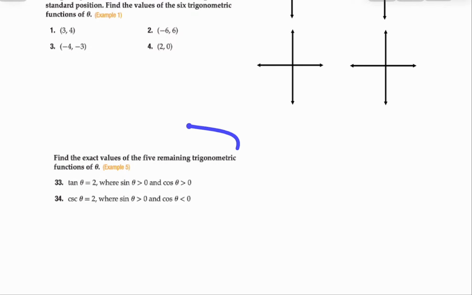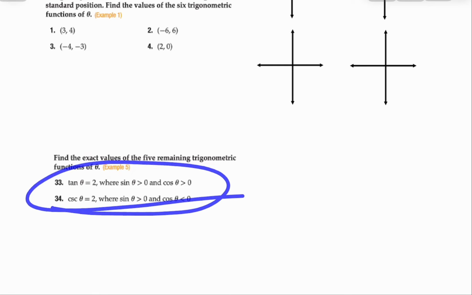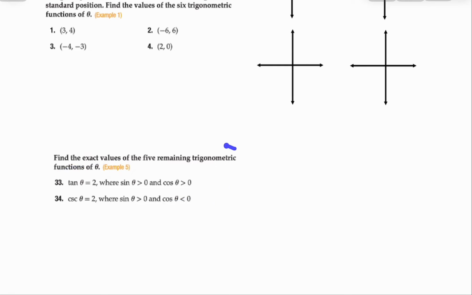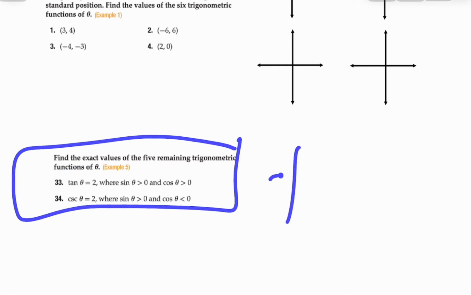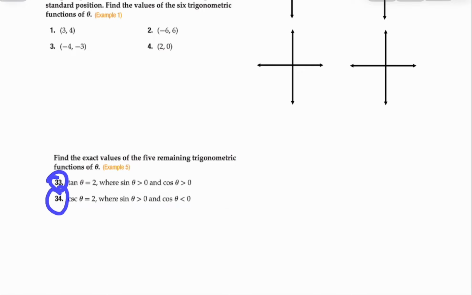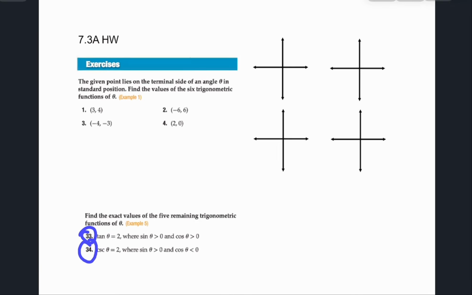Okay. And then this is like the second example. They've given you some hints about where the sign is, maybe positive and the cosine negative, or vice versa. So that is what you're going to use to draw the triangles here. But I do want a triangle drawn for each of those. So that is your 7.3a homework. Please work on that now.